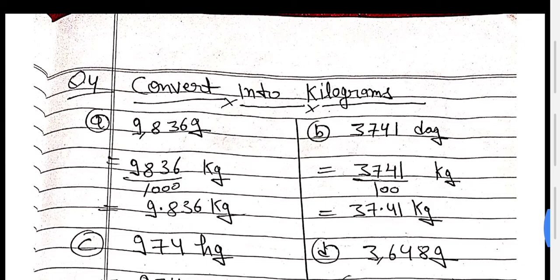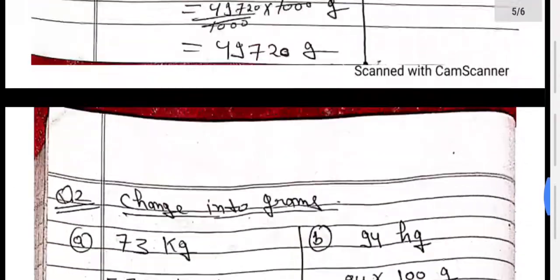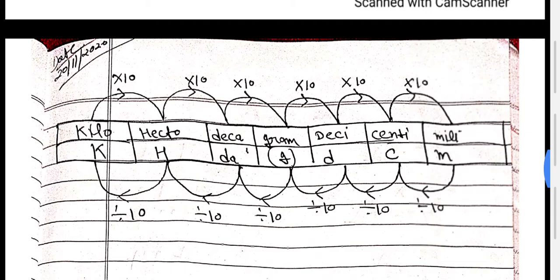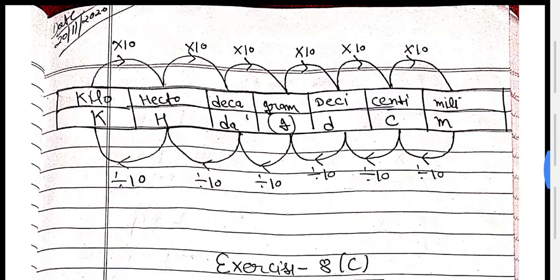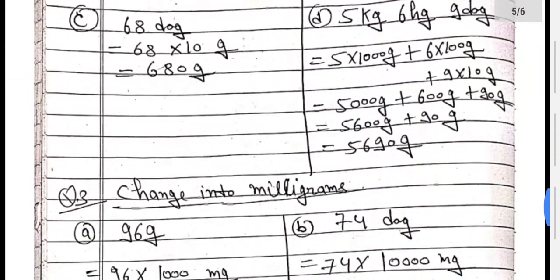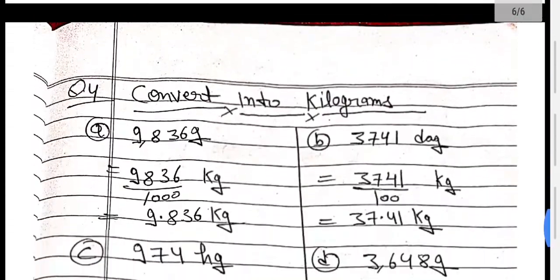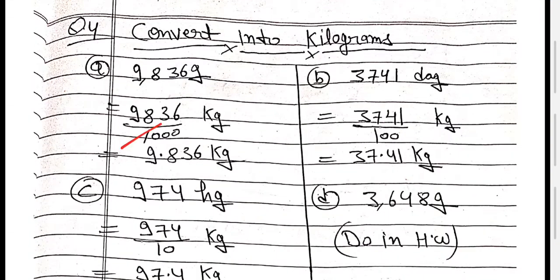Come on, question number 4. Convert into kilogram. Then 9836 gram, you have to convert into kilogram. Now just see the table once again. Gram convert kilogram, one step, two step, three steps. So you have to divide it by 1000 because you are moving to the lower side. So just write here, divide by 1000, you will get kilogram. Now from the back side put the decimal after 3 digits. So your answer is 9.836 kilogram.